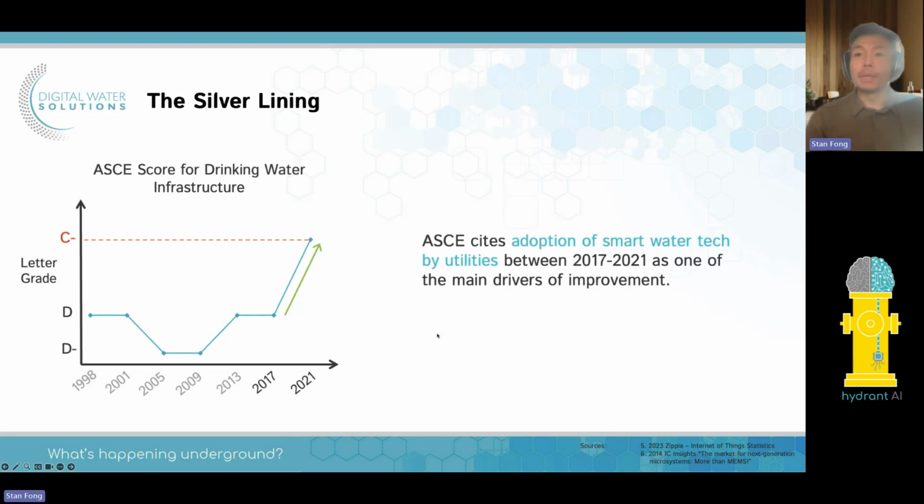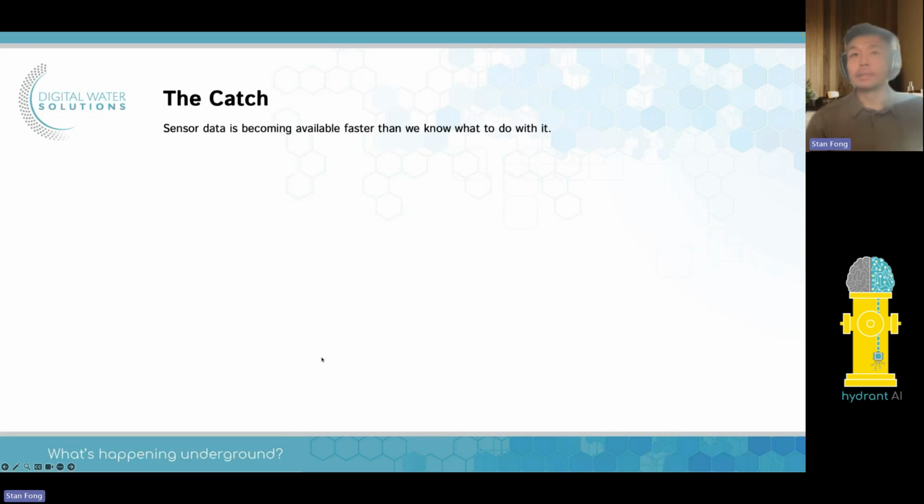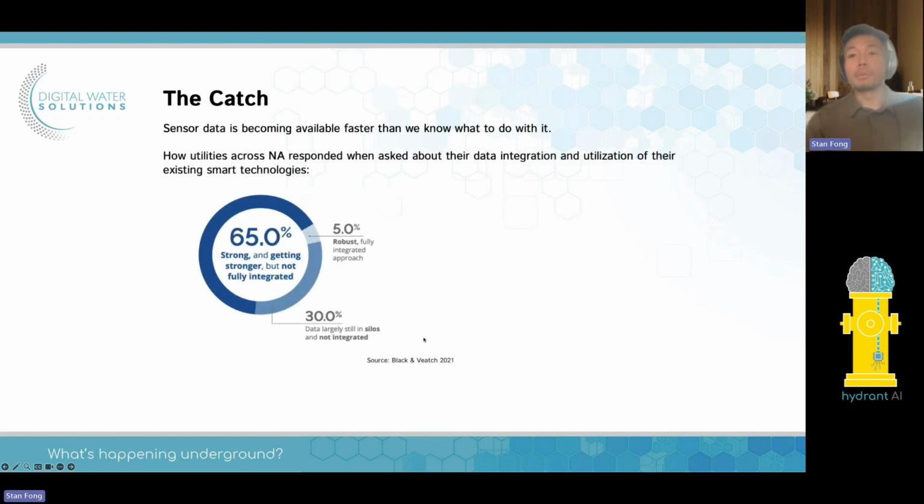So this is not just me making this up. In that same report card that I'm showing you here on the left, ASCE does cite the adoption of smart water technology as one of the main drivers of improvement. And again, the catch though is it's becoming available way faster than we know what to do with it. And so we're just getting into one technology, the next technology, and we're just amassing these piles and piles or silos of sensor data.